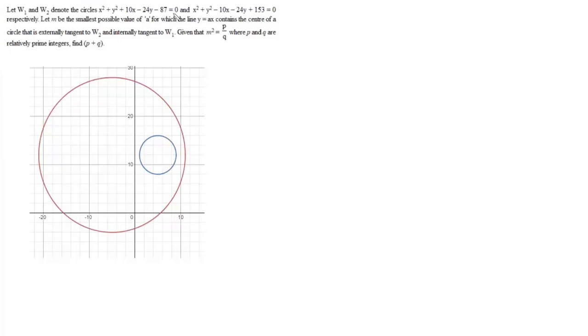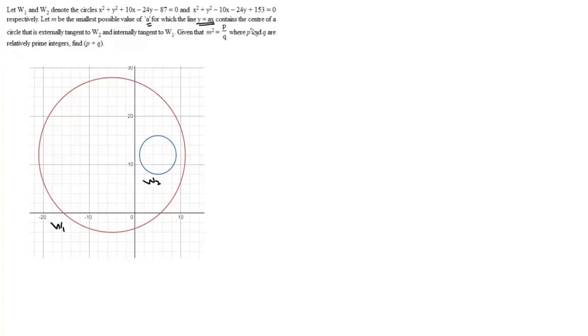Now here the question is, let W1 and W2 denote the circles x square plus y square plus 10x minus 24y minus 87. So that's your W1. And then the second circle, which is W2. That says, let M be the smallest possible value of A, for which this line y equals ax contains the center of the circle that is externally tangent to W2 and internally tangent to W1.